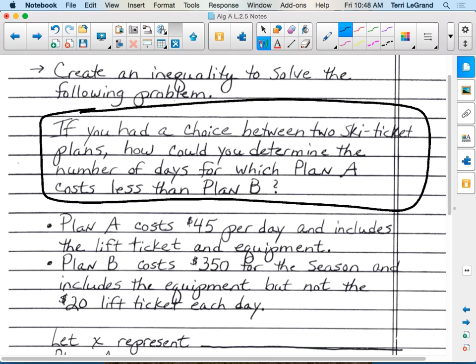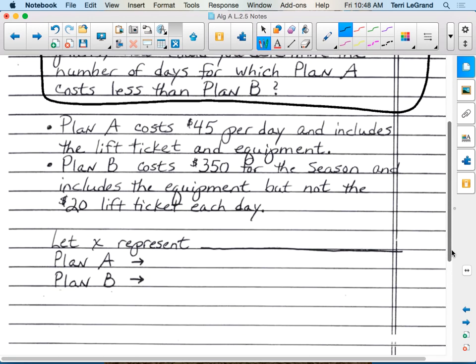If you had a choice between 2 ski ticket plans, how could you determine the number of days for which plan A costs less than plan B? And it says above, create an inequality to solve this. So the problem-solving method we're going to use is creating an inequality to help us solve it. So here's our information. Plan A costs $45 a day and includes the lift ticket and equipment. So in other words, for $45, you can go to this place and you can ski for the day, get everything you need. The lift ticket to get your rides on the ski lift, the equipment to do the skiing with, the right to be on their slopes.